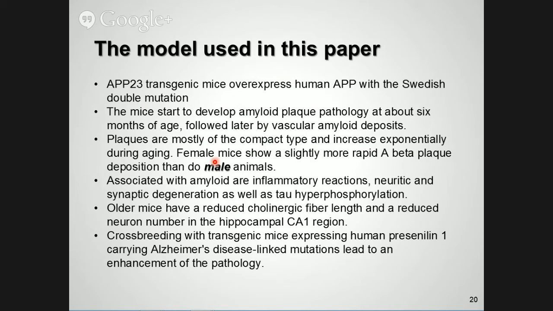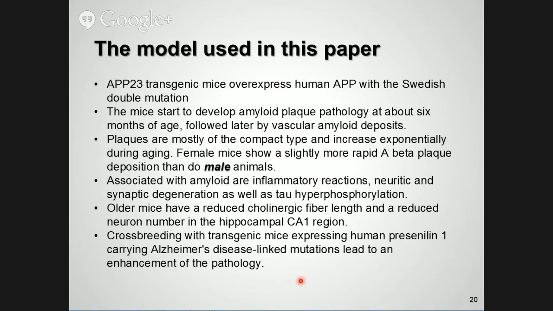The other thing to make note of, female mice actually show a more rapid A beta plaque deposition than do males. So again, one of the reasons why you separate out males and females is the timing, as well as the acceleration of the plaque deposition. Males tend to be on a slower time course using this APP23. Again, associated with this, we have all the things that we want: synaptic degeneration, tau hyperphosphorylation. In many ways, this is a better model system than all of the ones that I've shown you before. So right now, most people either use the APP23 or a variation of the CRND8 mice.